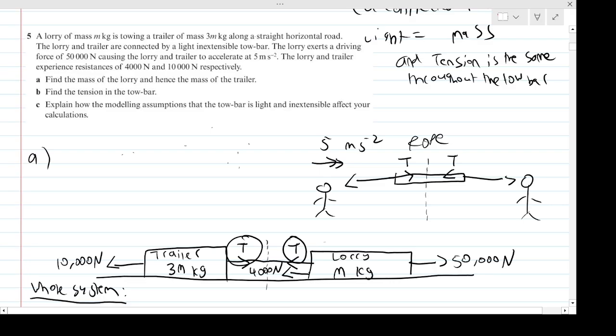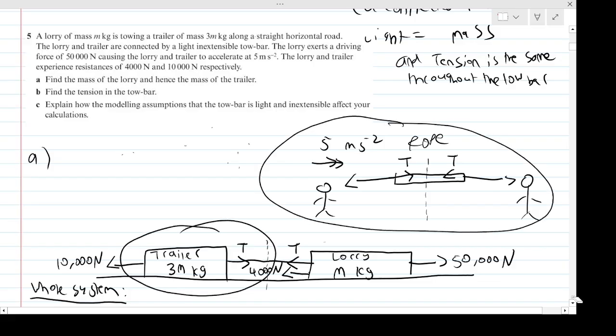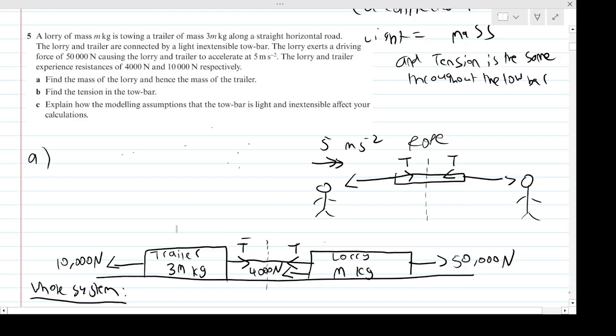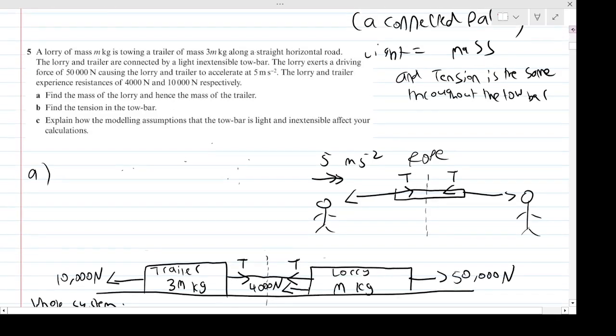It was 37,000. Now again, that might seem a bit counterintuitive, because you think, well, the trailer is far heavier than the lorry. So if you think back to the tug-of-war situation, you'd maybe think the tension would be greater on the left side with the heavier mass, but not in this case. The tension is equal throughout the tow bar, despite anything else. That's what light means, okay.